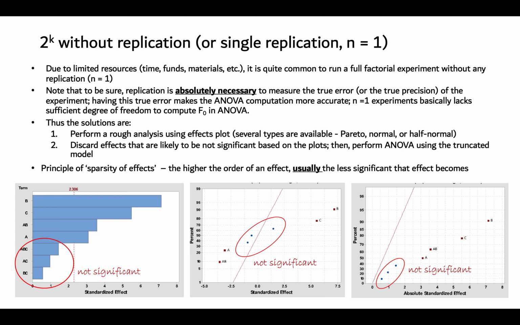The solution for this problem is that we can perform a rough analysis using effects plots, such as Pareto, normal, or half normal effects plots, and determine which effects are not significant. Then we do a refined model by excluding those effects. In that way, ANOVA can calculate the F0 and p-value because now it has enough degrees of freedom.